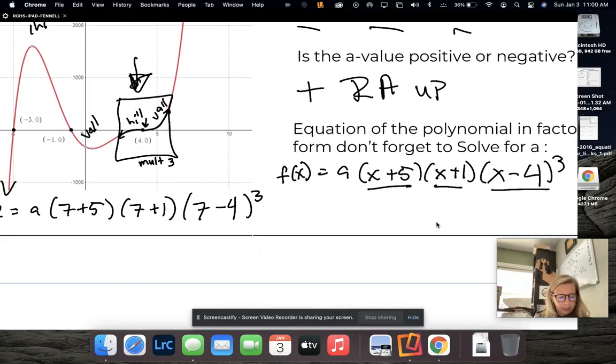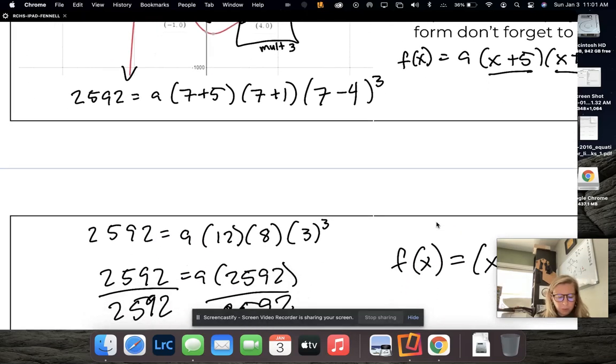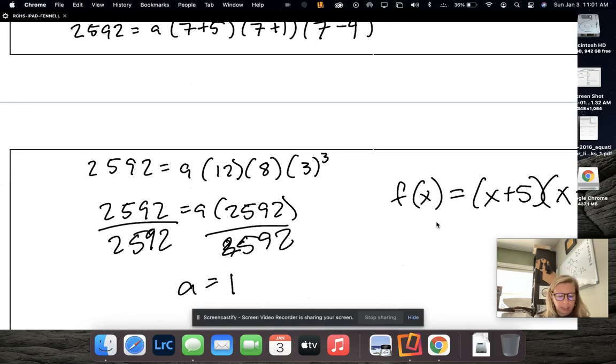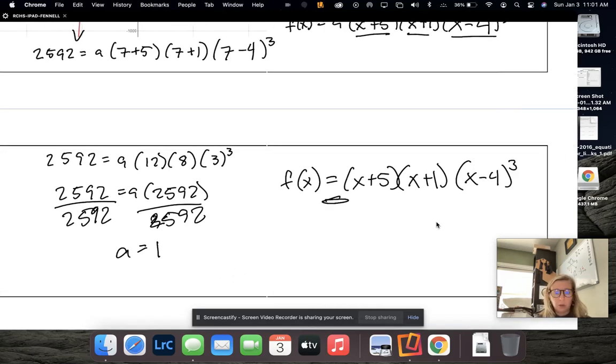And we are going to solve for our a value. So when I plug that in, I get 2,592 equals a times 2,592, which means our a value is just 1. So I don't even need it there. You could put a 1 there if you really want to, but you don't have to.